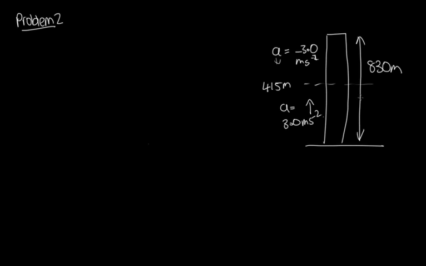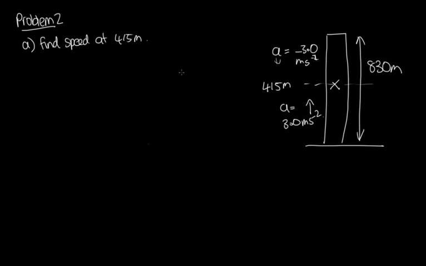And part A says, what is the maximum speed of the lift during the journey? So to work this out, the maximum speed actually needs to be here, because up to this point we are accelerating, getting faster and faster, but after this point we start to decelerate, and so we'll be getting slower and slower. So the fastest will be at 415 meters. So we need to find the speed at 415 meters.